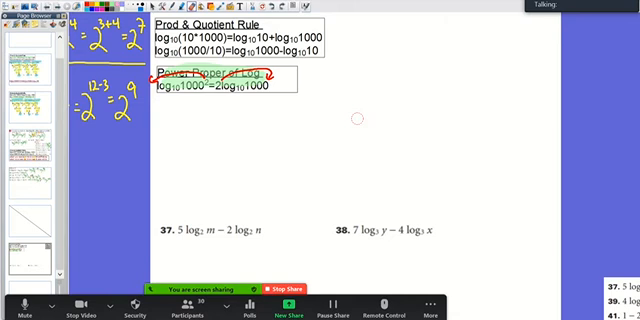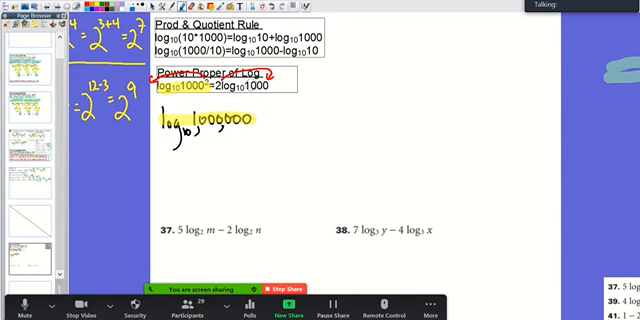Okay, so let's explain why this works. I want to just focus right now on this yellow highlight right here. 1,000 squared, 1,000 times 1,000 is 1,000,000.